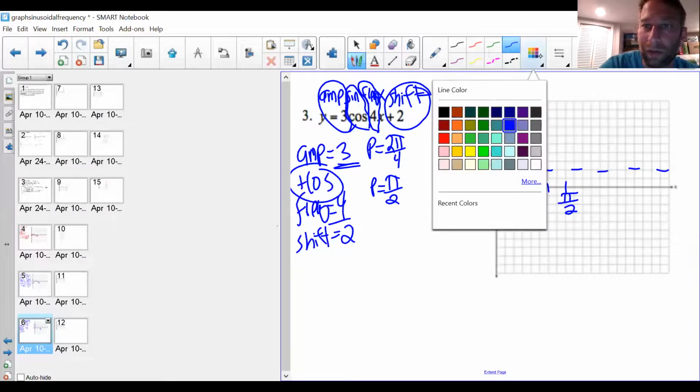Let's do a fun color. Let's do a new color that we haven't really been dealing with much. I don't like these colors. Oh well, I chose one.